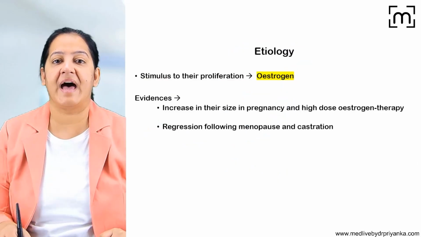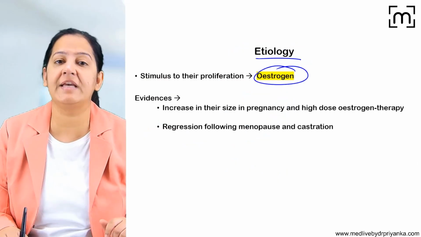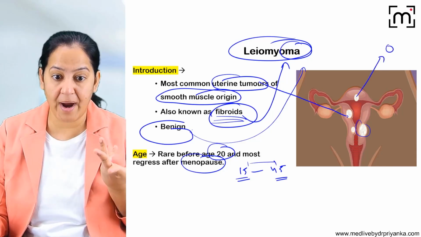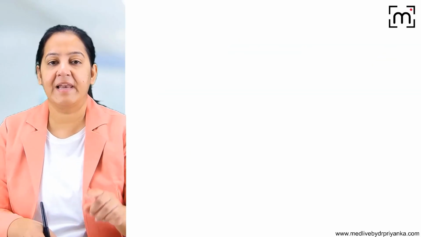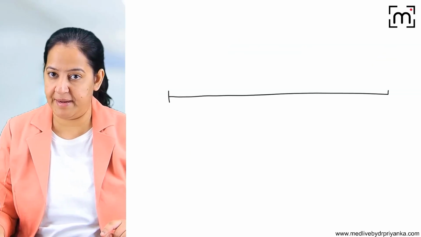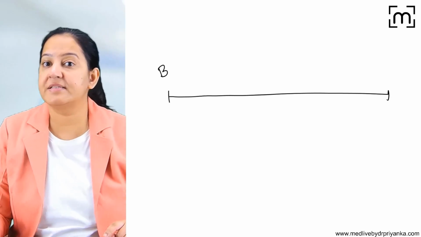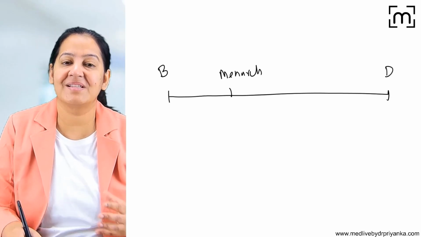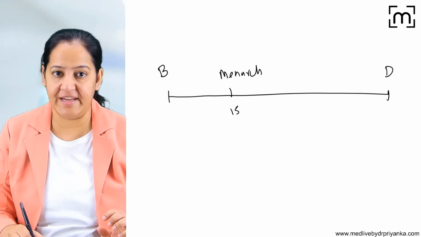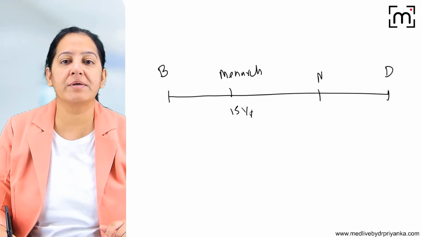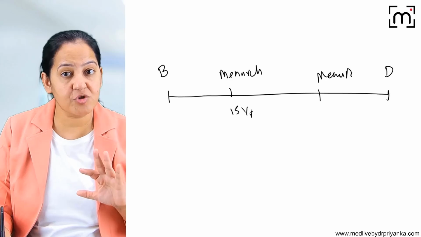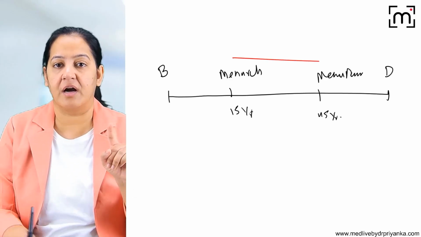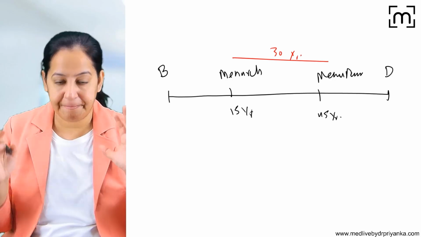So it represents that the most common etiology is estrogen. Estrogen is required for their proliferation. Now, this is the life of a female. This is the birth of a female. This is the death of a female. This is menarche. What is menarche? Menarche is the start of menstruation, which occurs at 15 years usually. And what is menopause? This is menopause. Menopause is stoppage of menstruation that usually occurs at 45 to 50 years. So this is the 30 years of reproductivity in the life of a female.